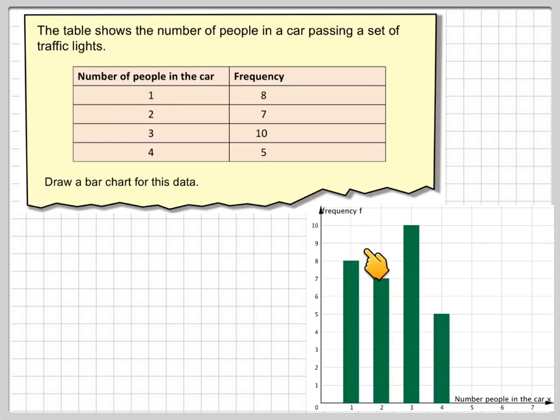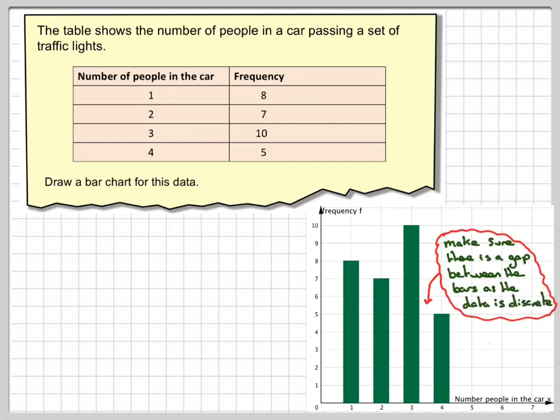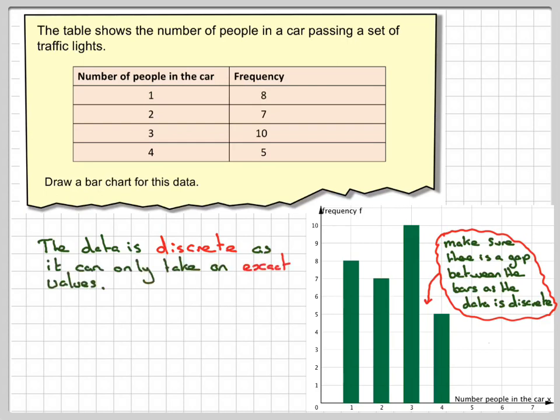Now, one point is important. This data is what's known as discrete data, because these can only take on exact values. You can't have 1.5 people in a car, for example. These can only take on the values 1, 2, 3, 4 in this experiment. Therefore, there needs to be a gap between each of the bars. So make sure there is a gap between the bars as the data is discrete, and the data is discrete as it can only take on exact values. It is quite an important point.